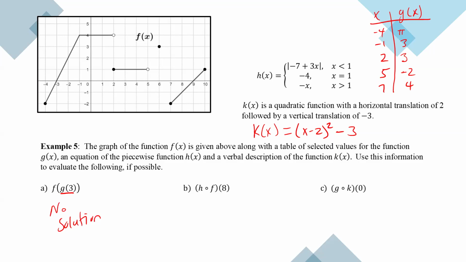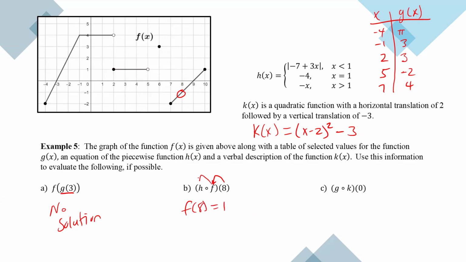Can I do B? So I start from the right. Is there an f of 8? If I go to the piecewise graph, I go to 8. What do I get? -1. So there is an f of 8. So f of 8 equals -1.